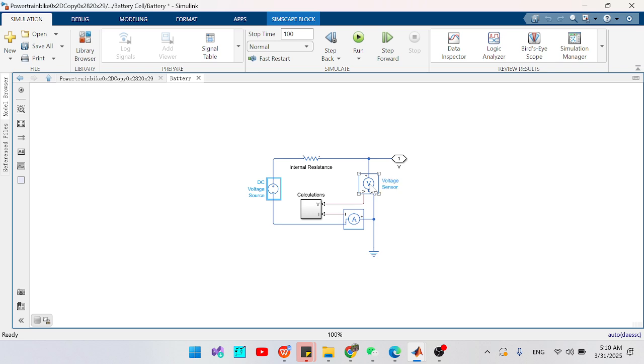and the voltmeter is in parallel, and we have an internal resistance here, as we know that every battery has its internal resistance. This is more of a very simple model, and we just have to give a signal of power or voltage, whatever it is.